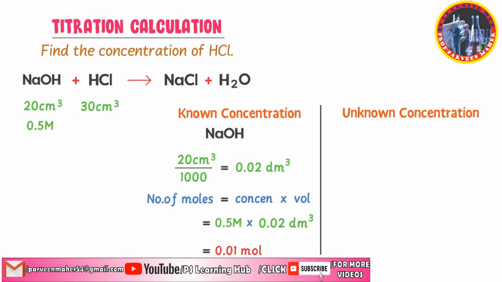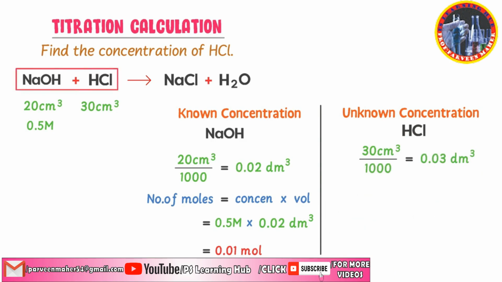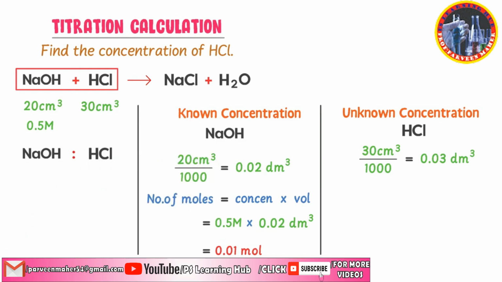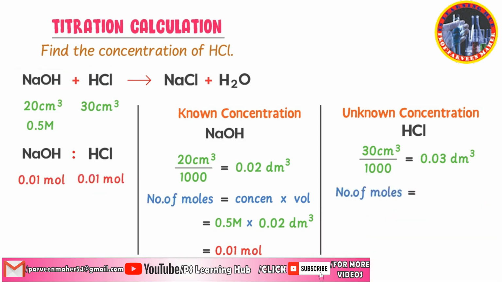On the other hand, I also convert the volume of HCl into dm3. 30 cm3 divided by 1000. I get 0.03 dm3. Now listen carefully. 1 mole of sodium hydroxide reacts with 1 mole of HCl. So the ratio of the number of moles between them is 1 to 1. We know that 0.01 mole of sodium hydroxide has reacted, so I write here 0.01 mole. The ratio is 1 to 1, so I also write here 0.01. So the number of moles of HCl reacted with sodium hydroxide is 0.01 mole.